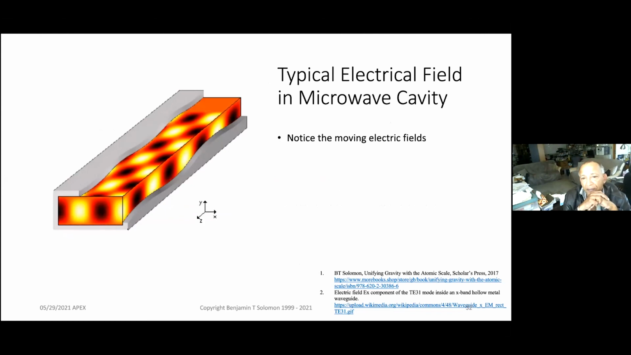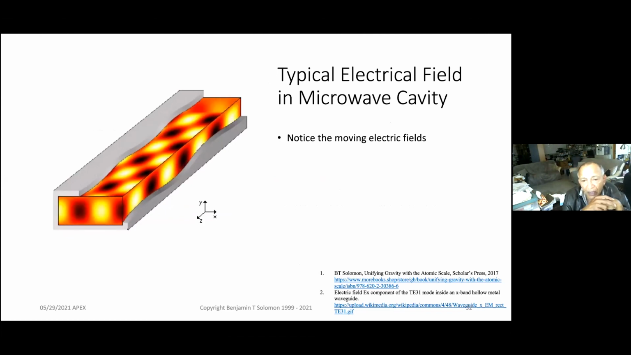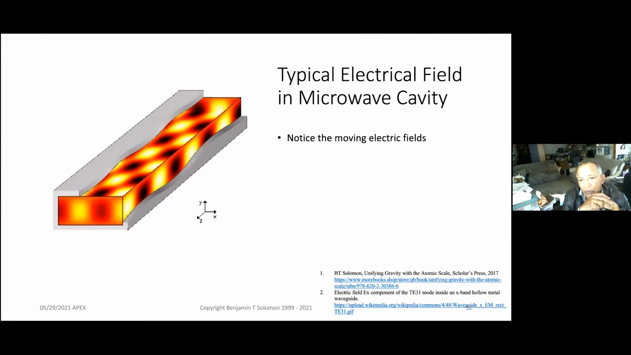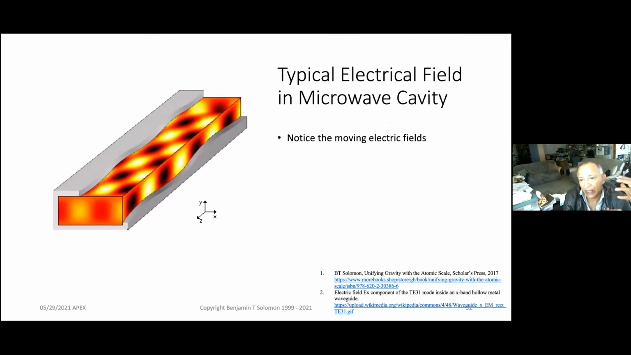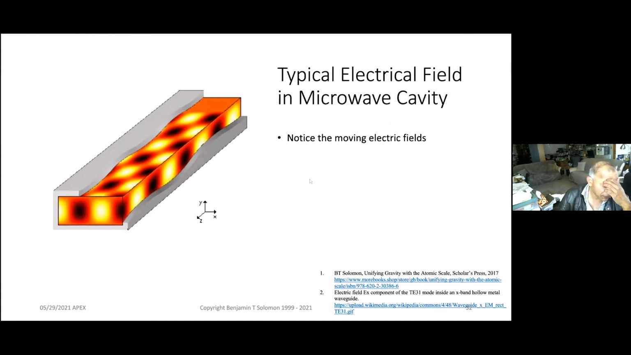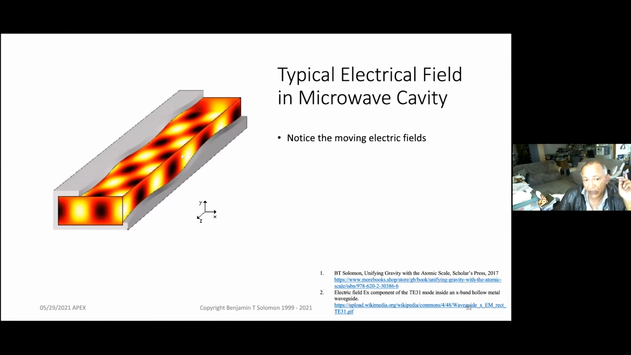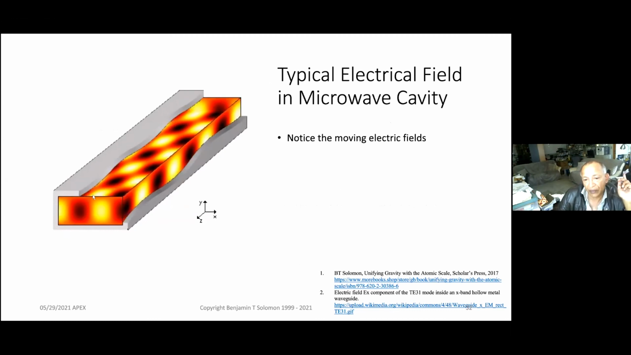Okay, this is taken off Wikipedia, but it shows you how electric and magnetic field lines move through a microwave cavity. The bright spots are the positive and the dark spots are the negative field. And this is not a standing wave. You see, it's a moving wave.